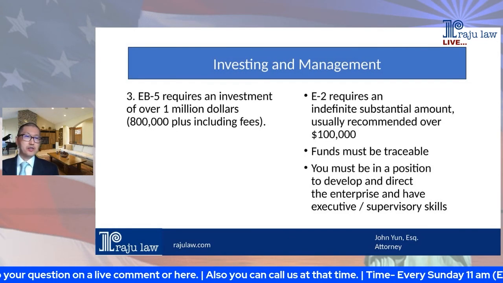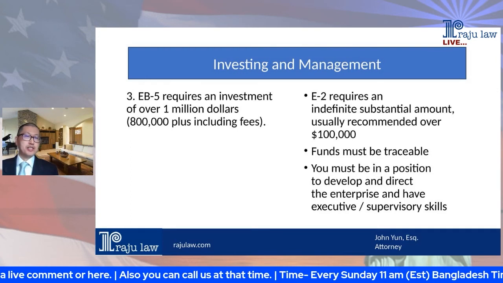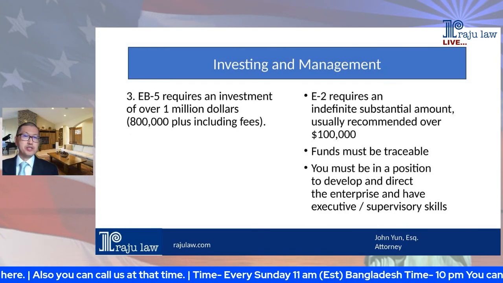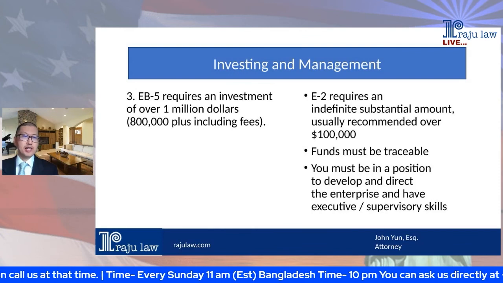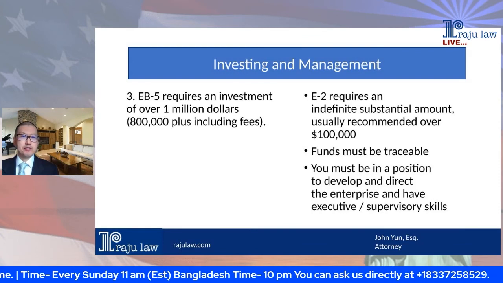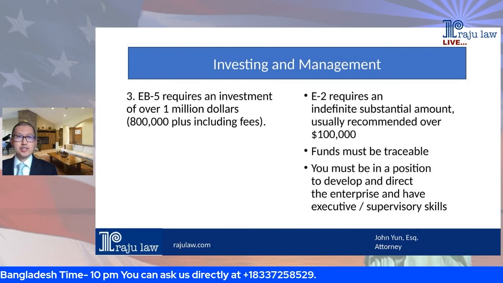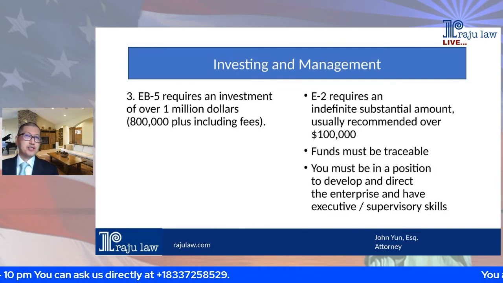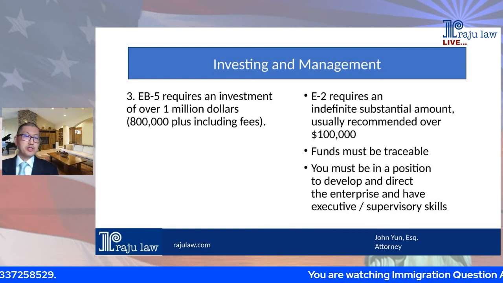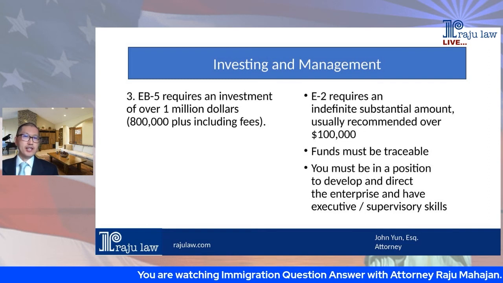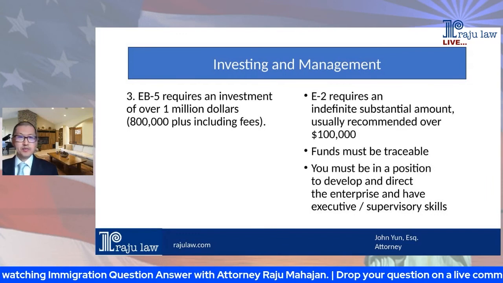And after you invest in the enterprise, you do have to be in a position to develop and direct the enterprise. And we recommend this for people who do have some executive or supervisory skills. As you can see from the EB-5s, it could be a bit more passive in that you could send your money to a regional center. But the E-2, we do really recommend that you're actively and directly involved in this enterprise. Next slide, please.